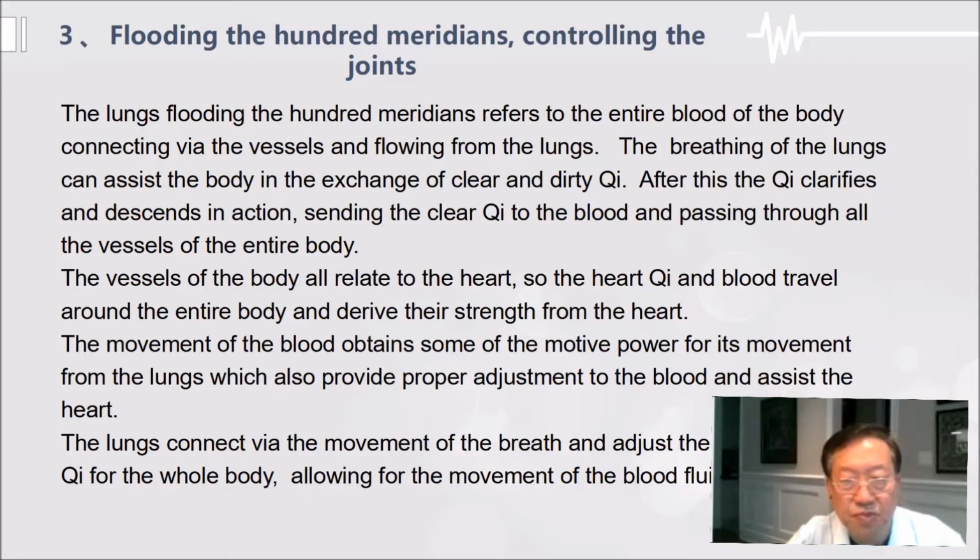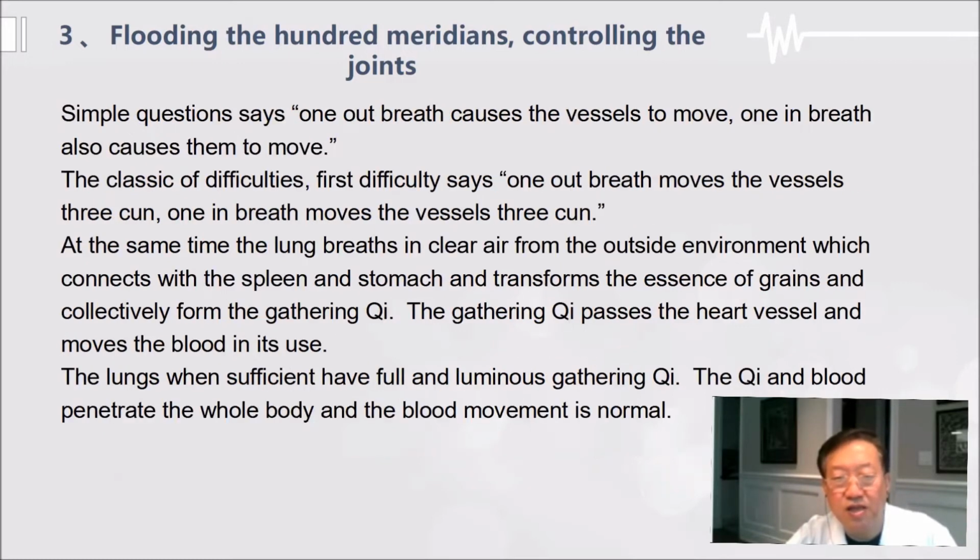The lungs connect via the movement of the breath and adjust the entire system of qi for the whole body, allowing for the movement of the blood fluids. Simple Question says, one out breath causes the vessels to move. One in breath also causes them to move. The Classic of Difficulties, first difficulty, says, one out breath moves the vessels 3 cun. One in breath moves the vessels 3 cun.